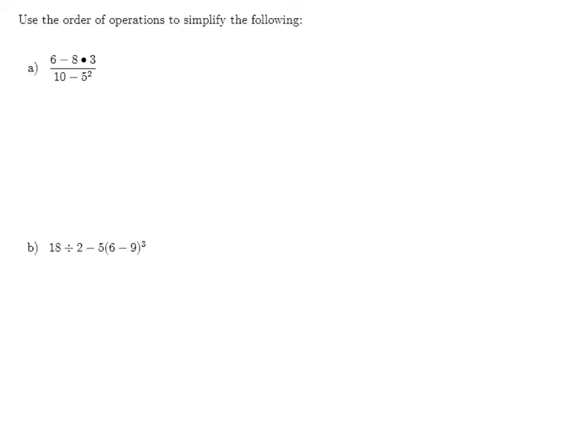In this example, we'll use the order of operations to simplify a couple of numerical expressions. The first expression we have is written as a fraction, and in the numerator we have 6 minus 8 times 3, and in the denominator we have 10 minus 5 squared.